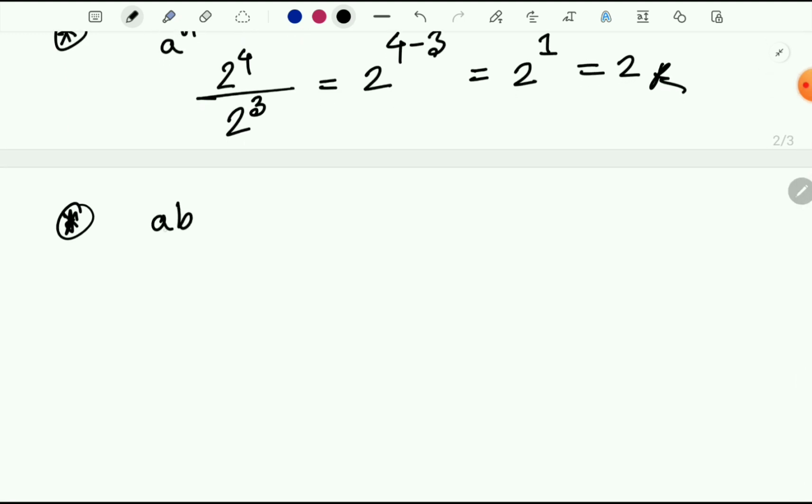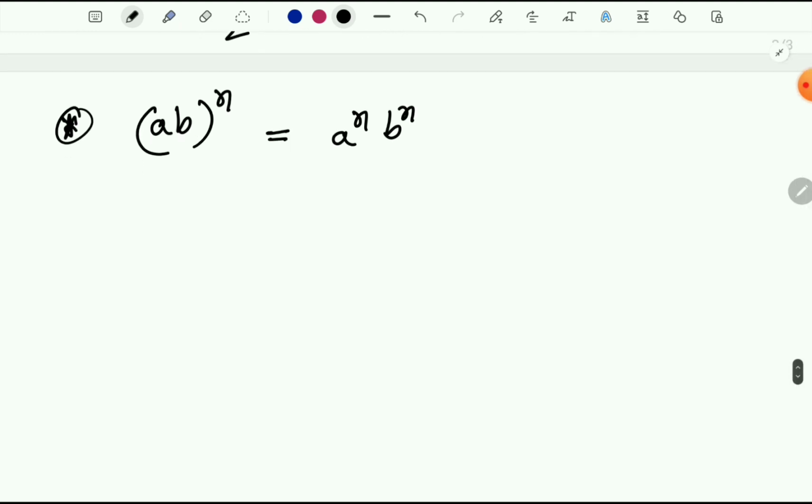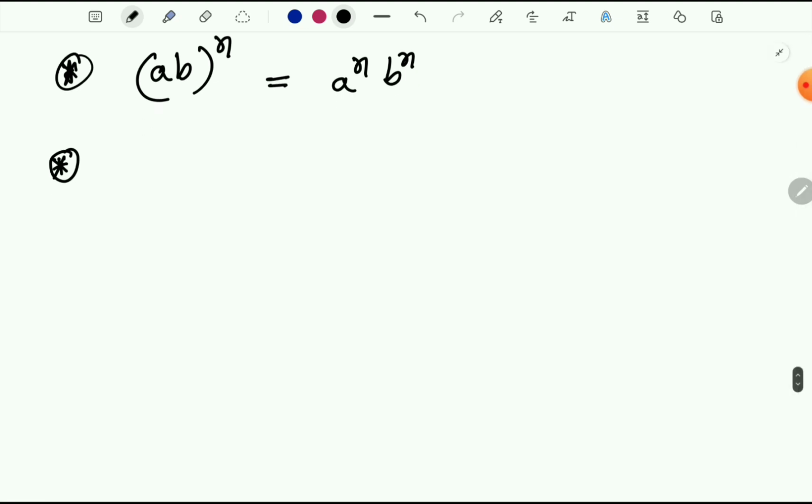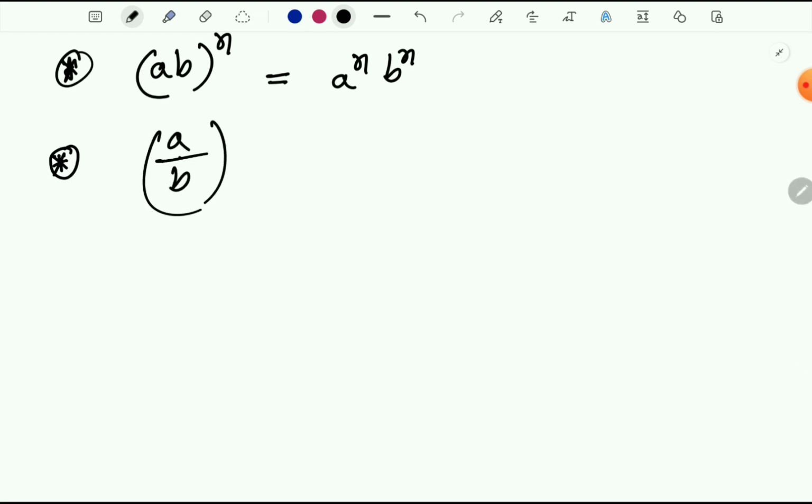ab whole power n, we can simply write a power n, b power n. I believe you already studied all of these equations, but just to refresh your memory, I'm writing them again. We can write another equation like this: a divided by b whole power n equals a power n divided by b power n.